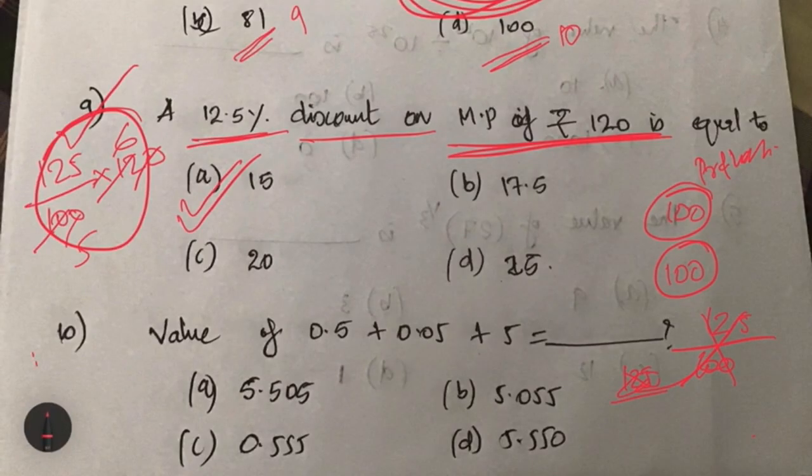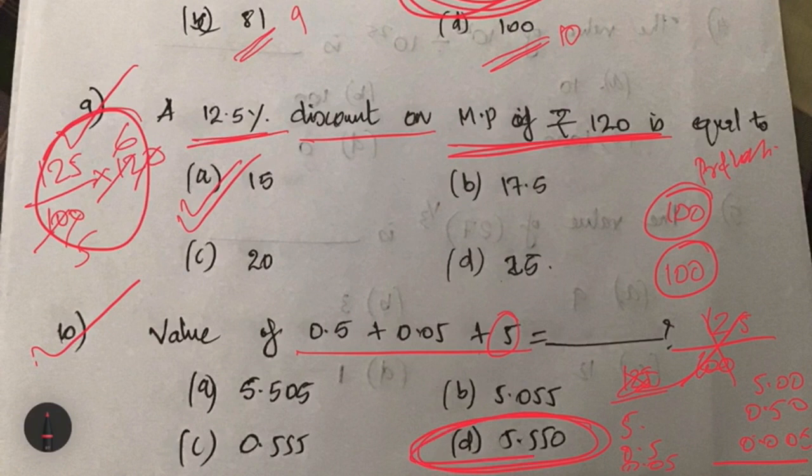Value of 0.5 plus 0.05 plus 5 is equal to. So if you are getting any questions like this, just use the number without decimal. 5 plus, okay, then all others are decimal. So a decimal we are putting. Now after that, here comes the 0.5, then comes the 0.05. So actually it is 5.000, 0.500, 0.050. On combining all this, you will get the answer to be option D. Summing up, hope you are clear with it. So let's go to the next question.